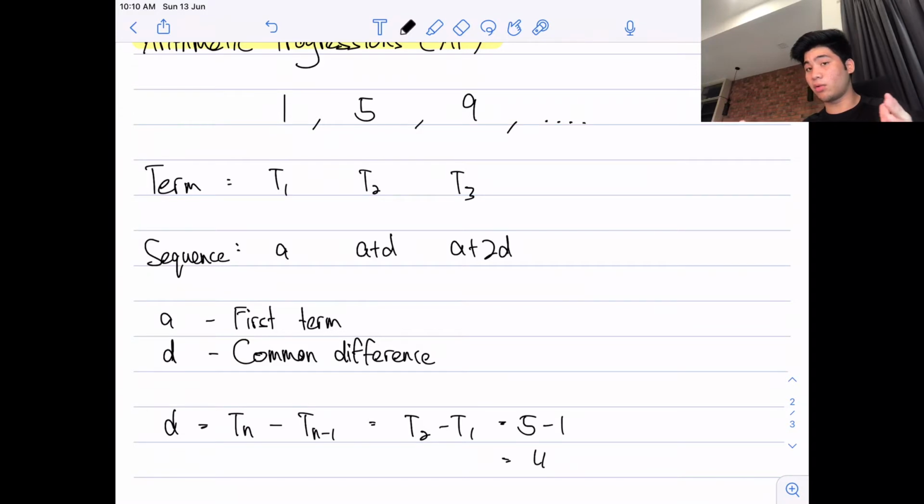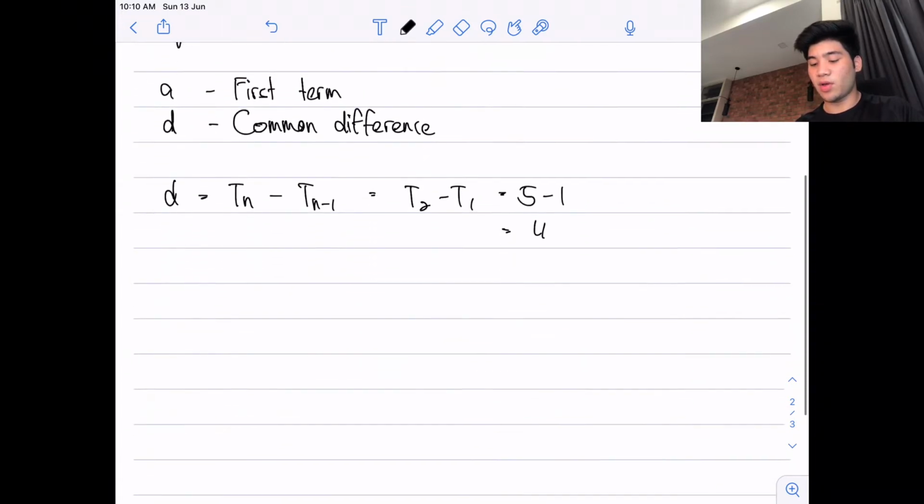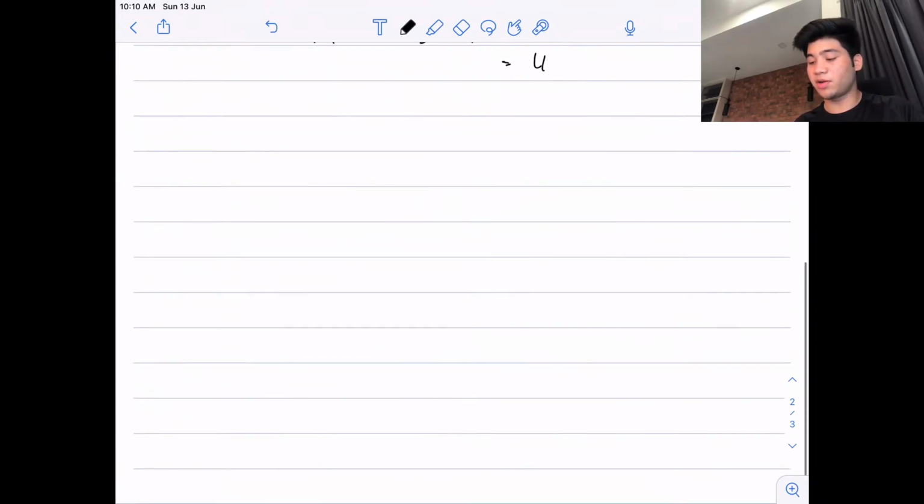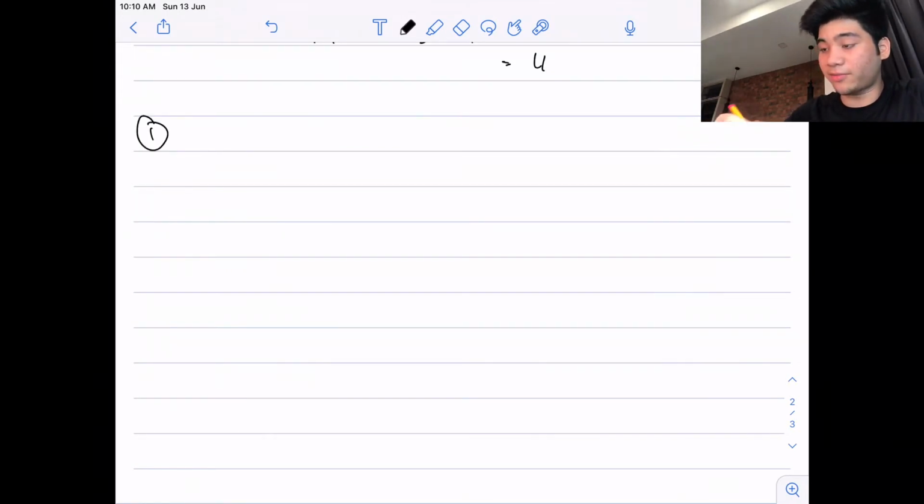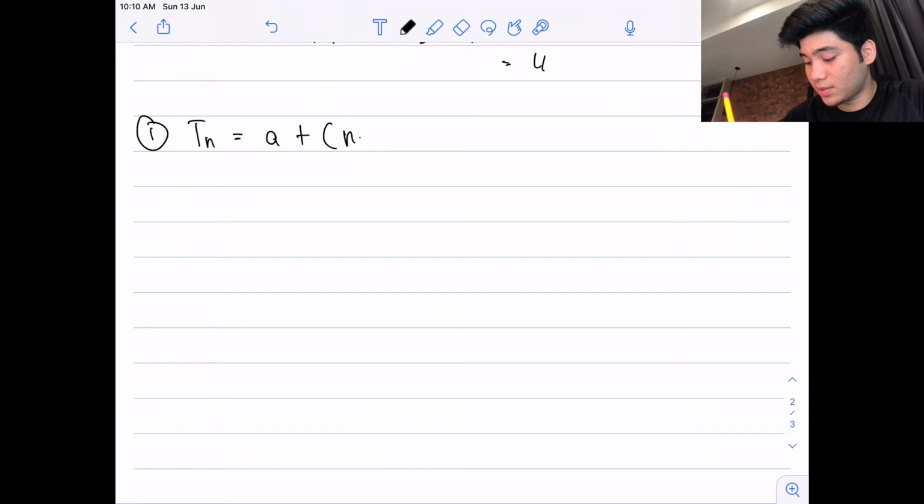If, let's say, our progression was actually decreasing, so it's getting into negative numbers, your common difference will usually be a negative number because it would be subtracting. Now then, the next thing we need to know: arithmetic progressions have a few formulas that we need to know. The first one is how to find a specific term, so term n. That would be term n equals A plus n minus 1 times D.